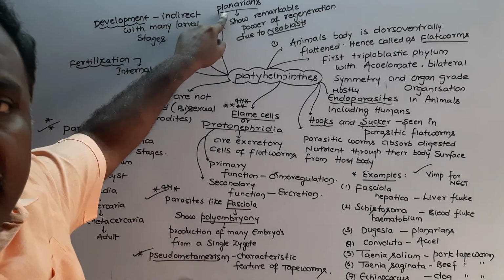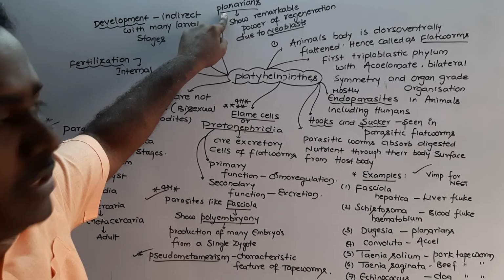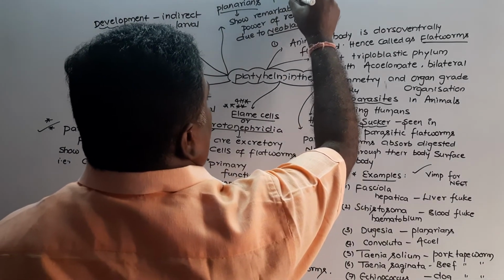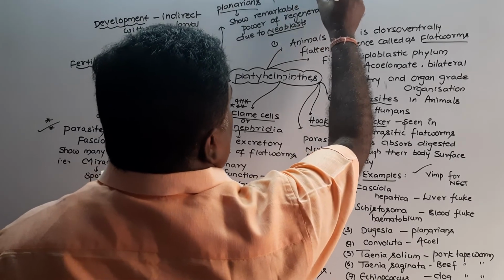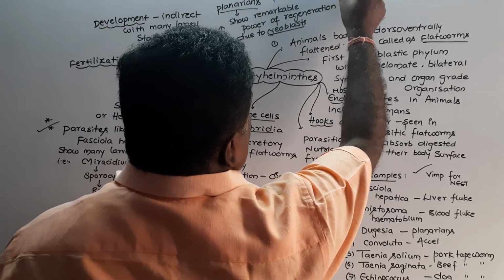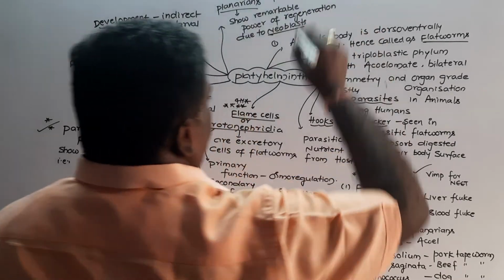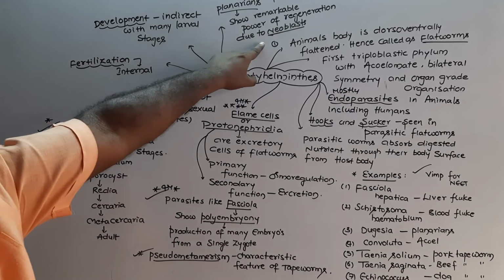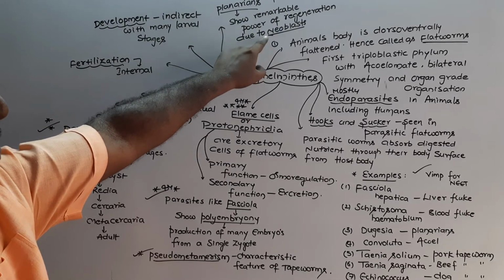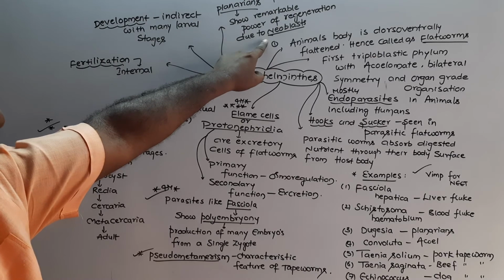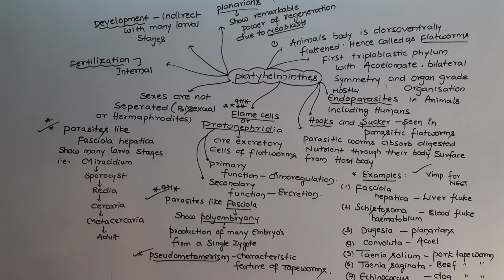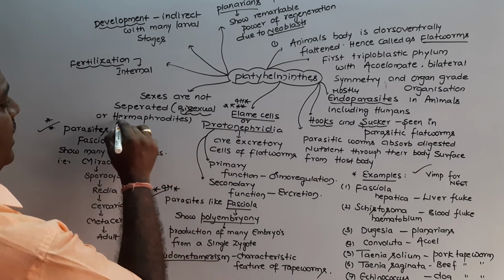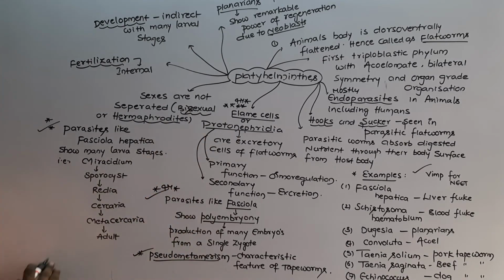Planarians are the free living flatworms which show a remarkable power of regeneration, and that remarkable power of regeneration is due to the presence of neoblast cells. And these are bisexual, otherwise called hermaphrodites.